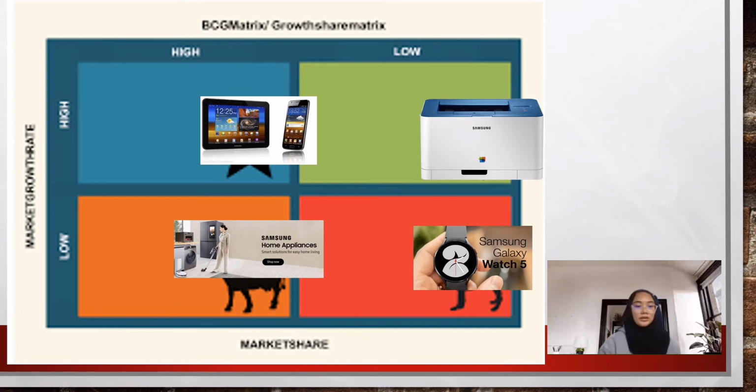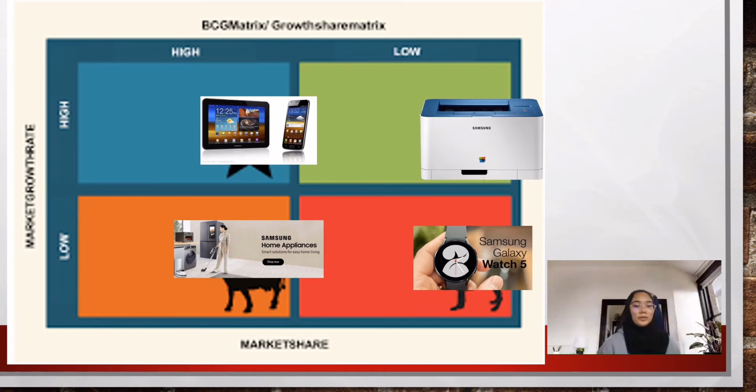Okay, for the question mark category, the question marks are the products that have a high growth market with a low market share. This kind of product can either become a revenue generator or a loss-making machine for the organization. The question mark has a high potential to grow, as well as being the most managerially intensive product, requiring extensive investment and resources to increase its market share.